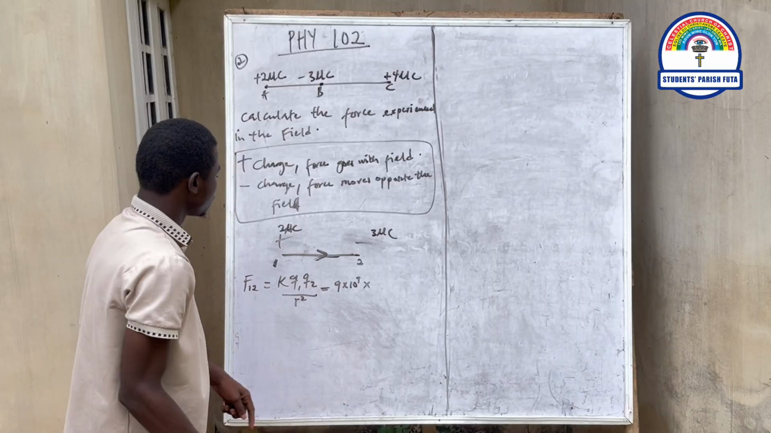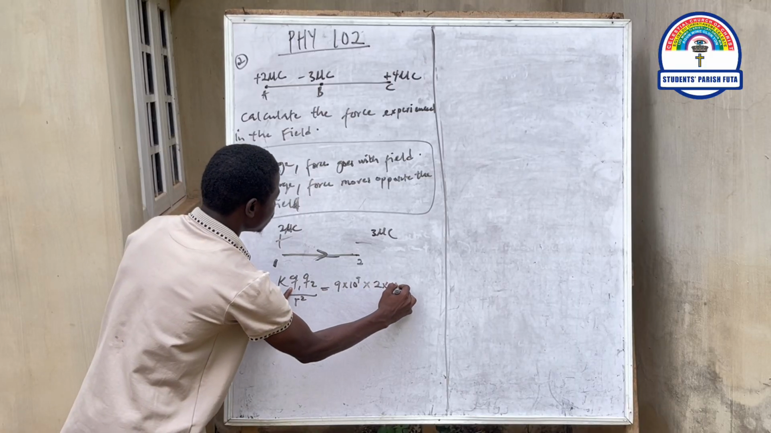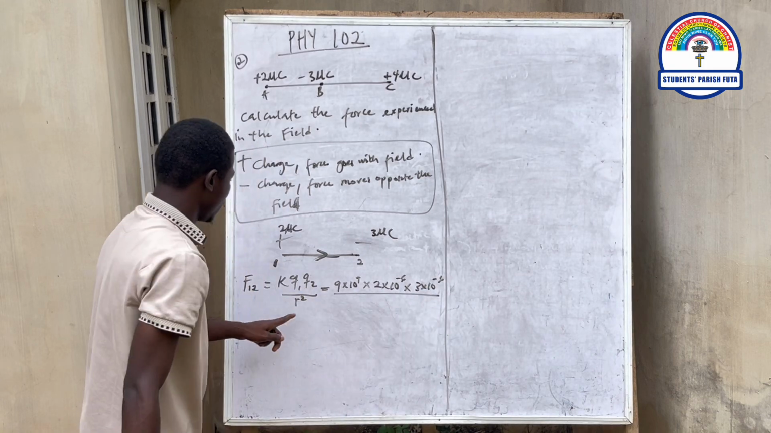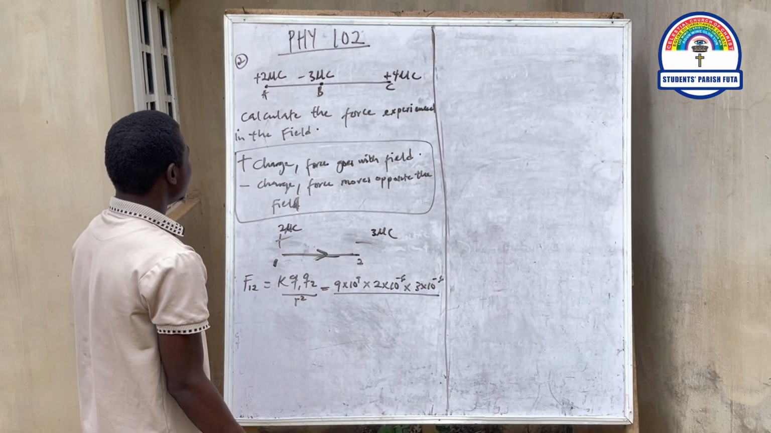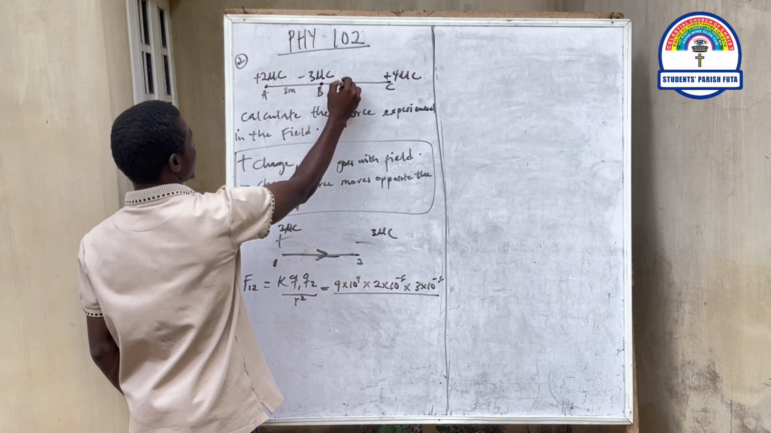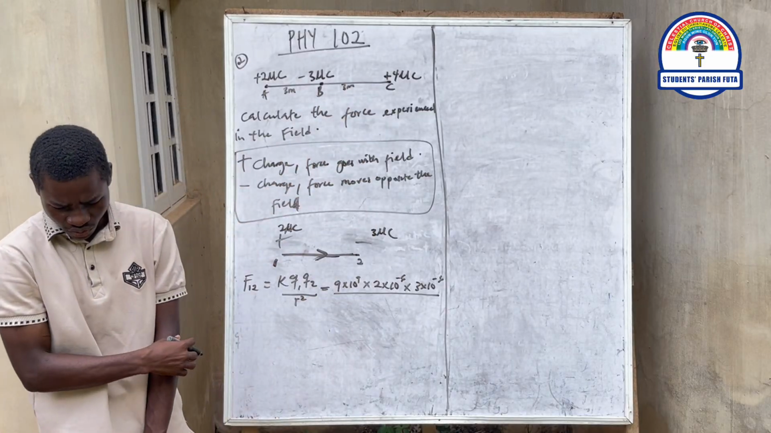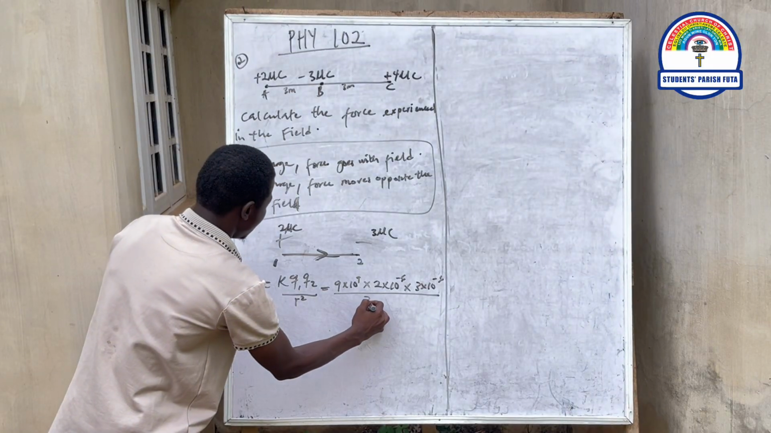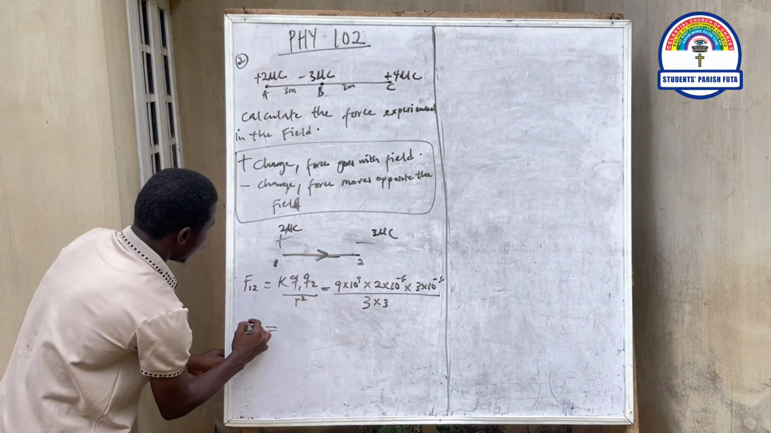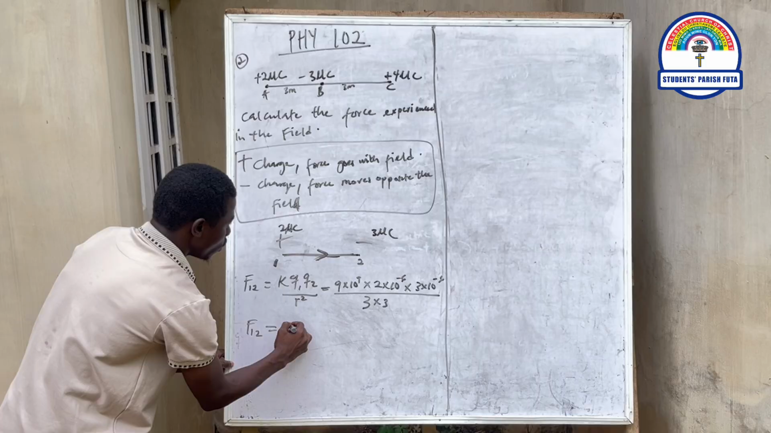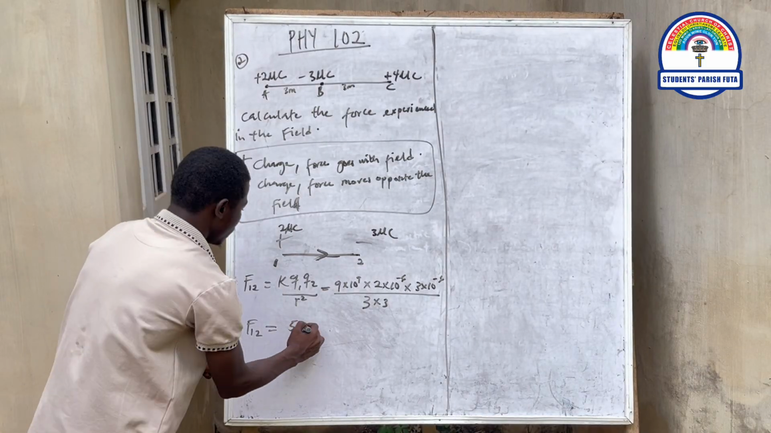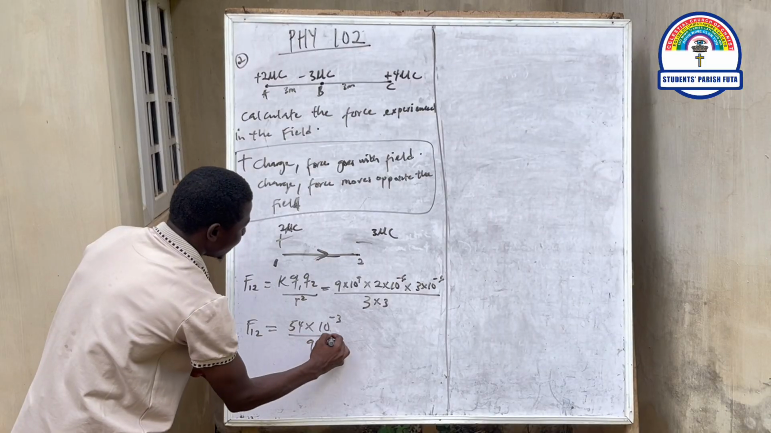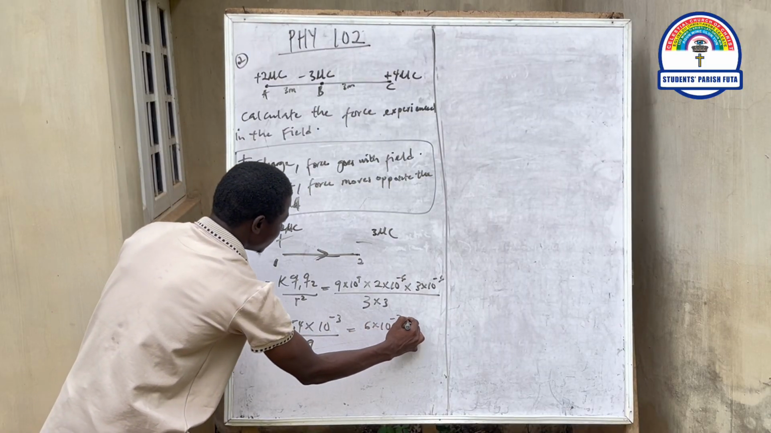So 9 times 10 to the power 9 times Q1, 2 times 10 to the power minus 6, times 3 times 10 to the power minus 6, over R squared. What's the distance? Let's use 3 meters as the distance. Sorry, the question looks incomplete. So let's use 3 meters as the distance. So we have 3 times 3. Our F12 should be equal to 54 times 10 to the power 9 minus 12, that is minus 3, over 9. And that is 6 times 10 to the power minus 3 Newton.